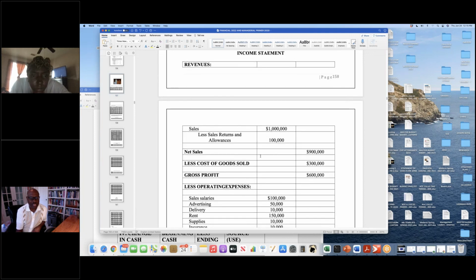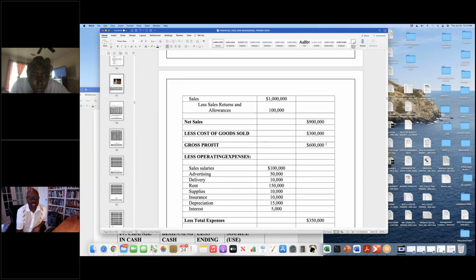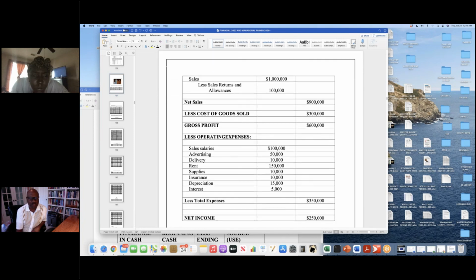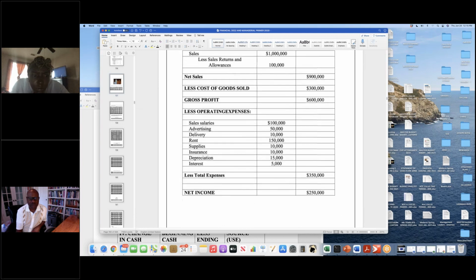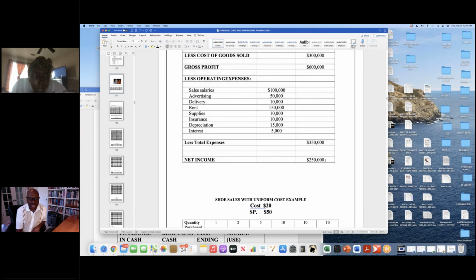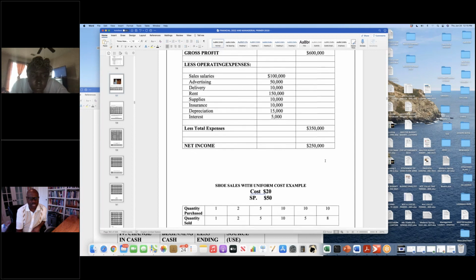So you see, this is how the income statement should be looking: sales, less sales returns, net sales, less cost of goods sold, gross profit, less operating expenses, net income. So that's how your income statement is supposed to be looking.